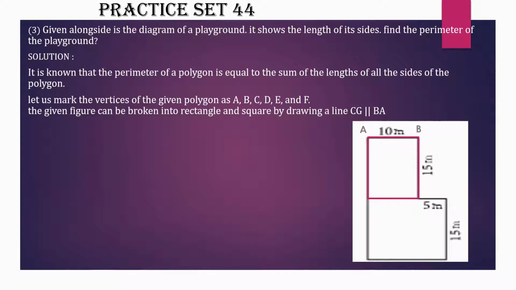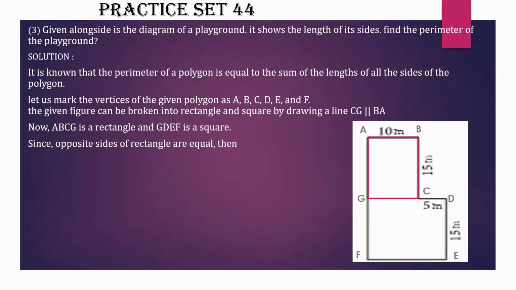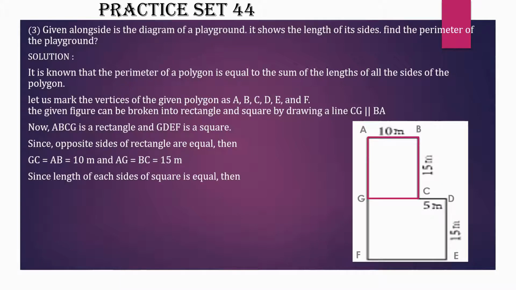So we get the rectangle as ABCG and the square as GDEF. Now ABCG is a rectangle and GDEF is a square. Since opposite sides of a rectangle are equal, CG or GC is equal to AB, which is equal to 10 meters, and AG is equal to BC, which is equal to 15 meters.